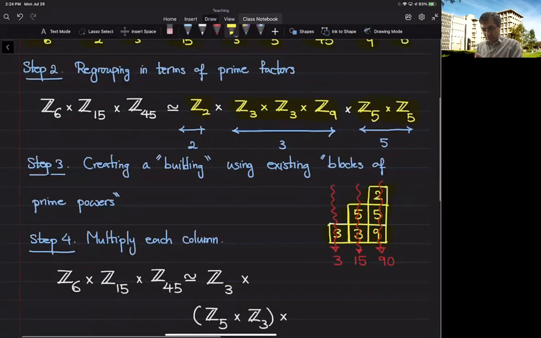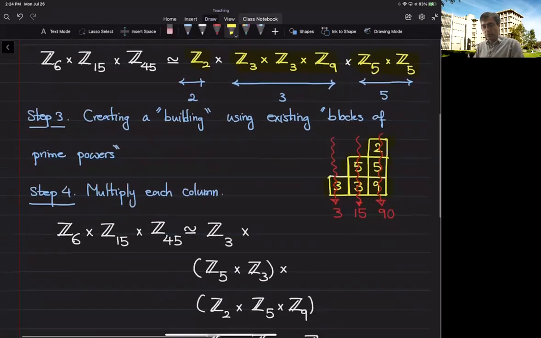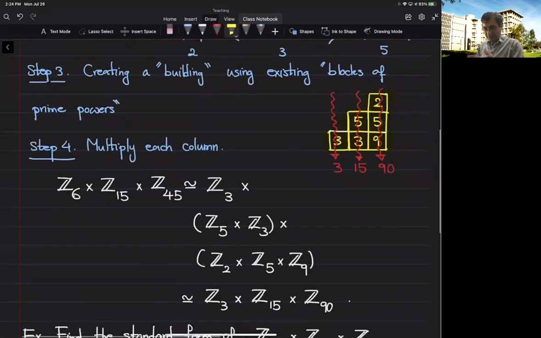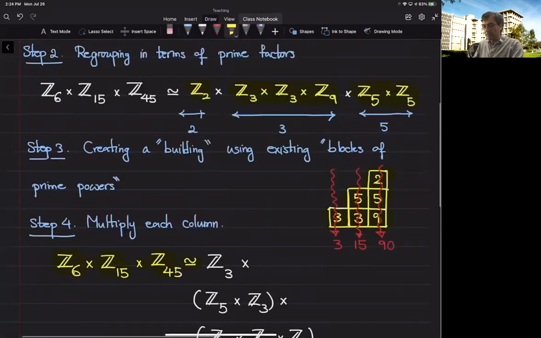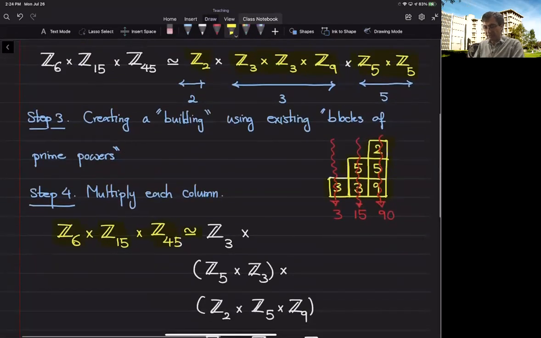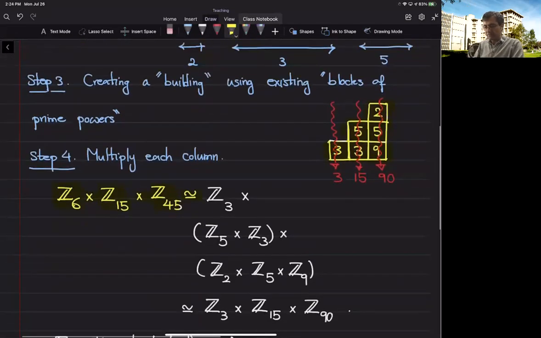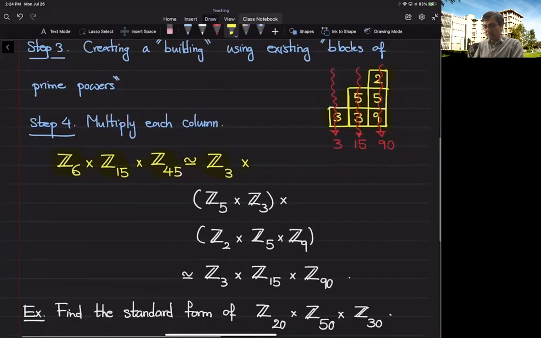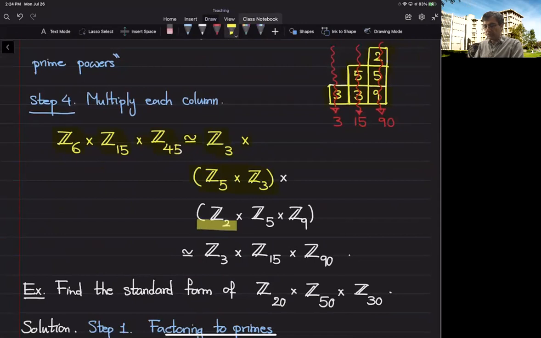Now, after creating this building, we look at each column and multiply them. And essentially, I'm again using the Chinese remainder theorem. So the abelian group that we are interested in is isomorphic to, now at this stage, I'm just reordering the terms. The first column gives me Z sub 3. The next one gives me Z sub 5 cross Z sub 3. The third one gives me Z sub 2 cross Z sub 5 cross Z sub 9.